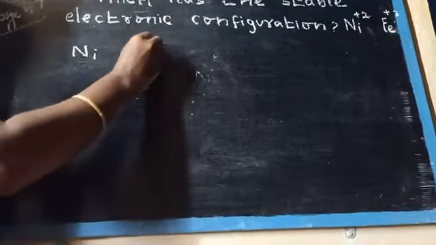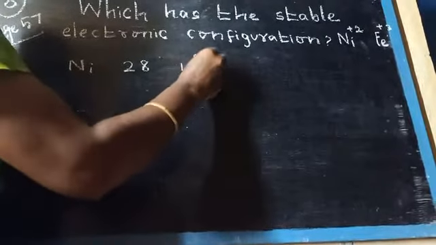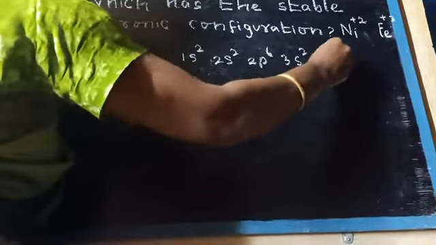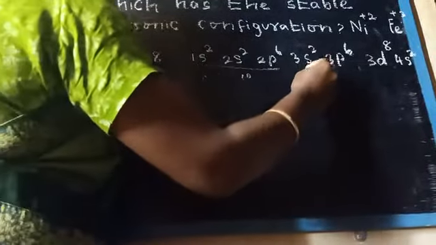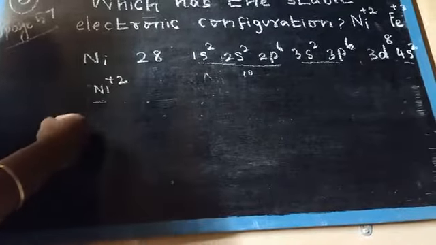So now take the nickel, Ni. Atomic number 28. Write the electronic configuration: 1s2, 2s2, 2p6, 3s2, 3p6, 3d8, 4s2. Now count it: 2, here totally 10 electrons. Next this one, 10, 20, 28. Now the question is Ni plus 2.